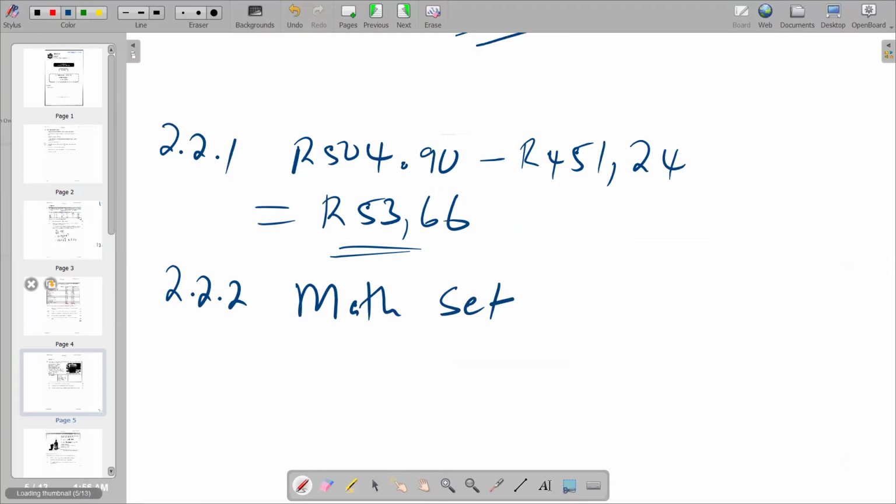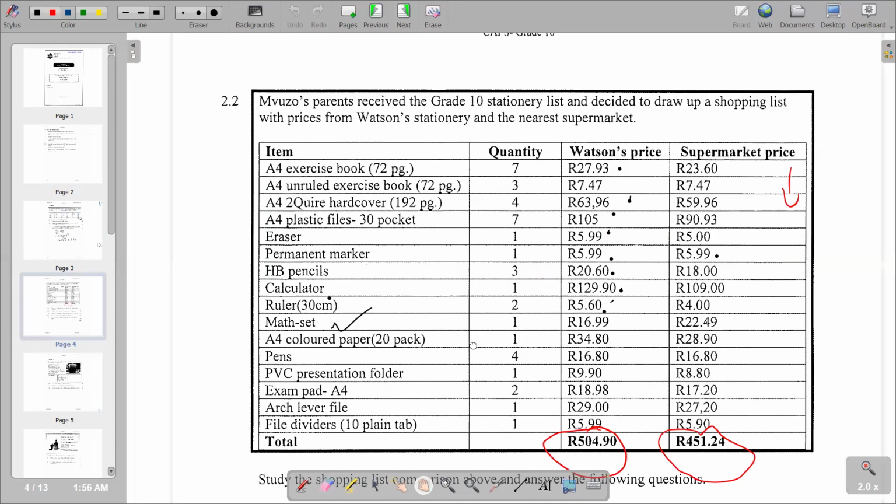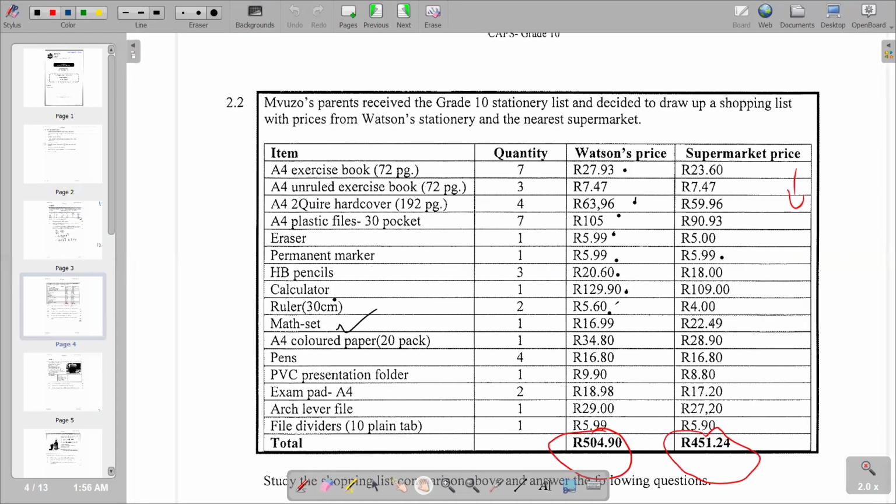And we go to the next part of our question, which is saying, determine the total number of A4 items that the parents will need to buy for Buzo. So we are going to count the number of A4 items that we have. So obviously we can just come this side, and we are saying we have got A4 exercise books, A4 unruled exercise books, and then we've got 2 A4 plastic files. Go down, we see that we've got another A4 colored paper, and then go down, we also have another A4.